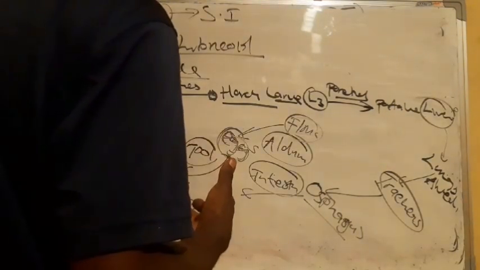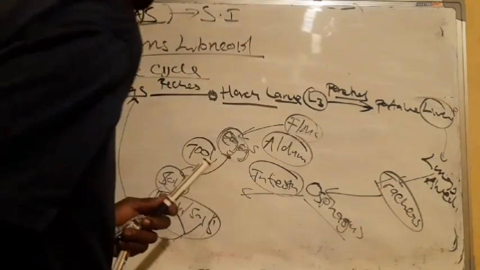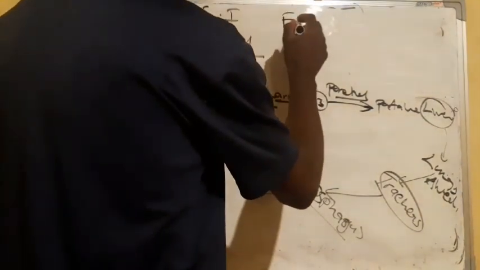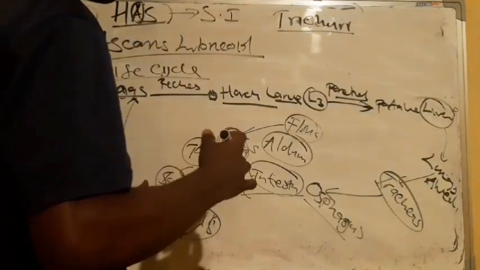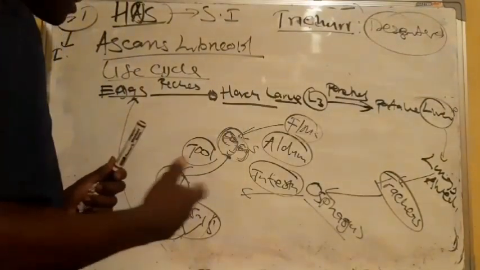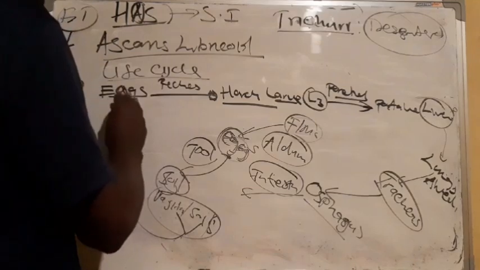So now, how is it diagnosed? Remember, there's something I left out about Trichuris. Let me just take you back. Trichuris. I talked about rectal prolapse as one of the clinical manifestations. It also involves dysentery as one of its clinical manifestations.